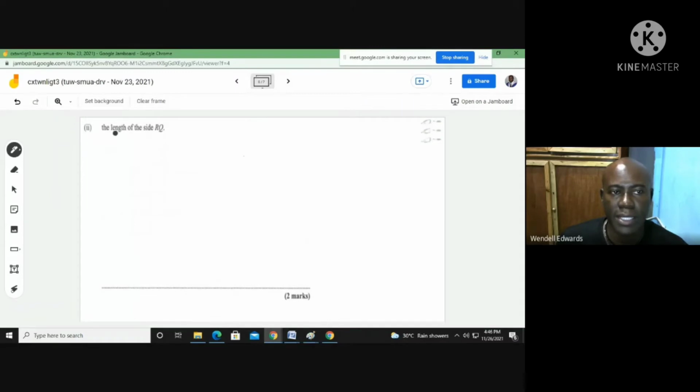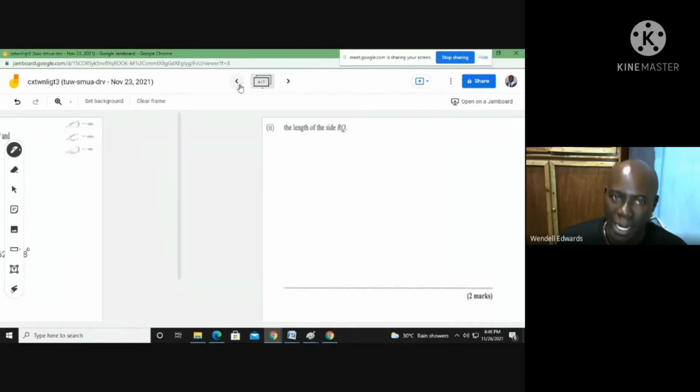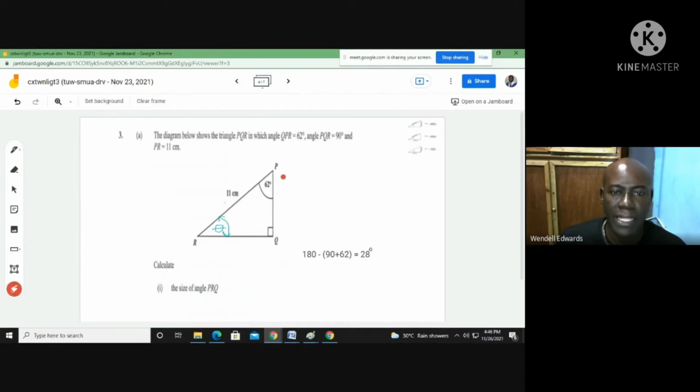So the next question says find the length of the side RQ. Let's go back to this though. So if we want to find the length of the side RQ, they're asking us to find this. All right, so we intend to find this side. So let me just put a question sign here. So we're supposed to find this side right here. What will be useful is the fact that we're having a right angle triangle.